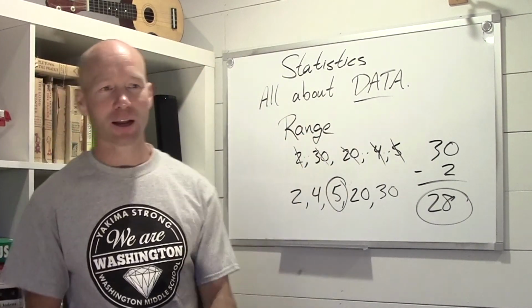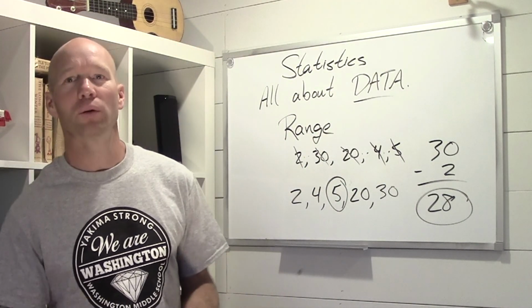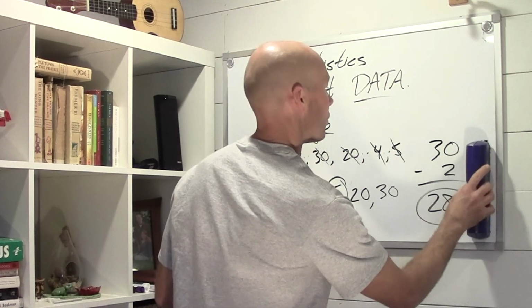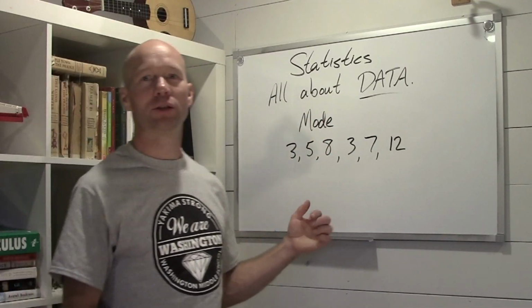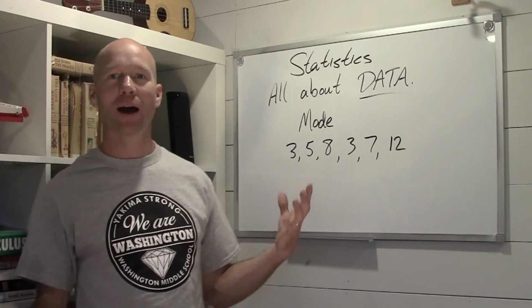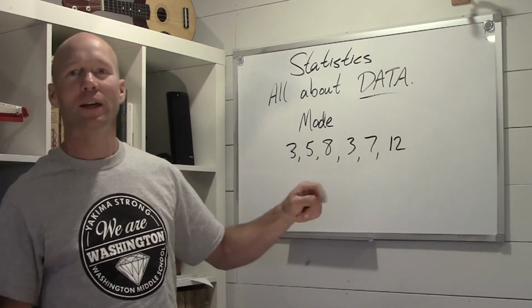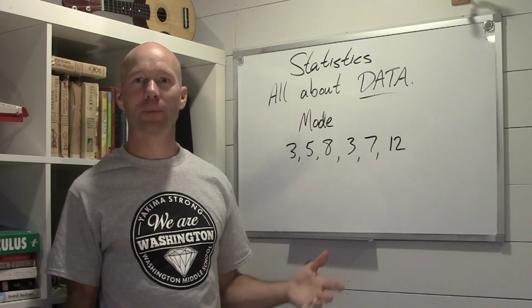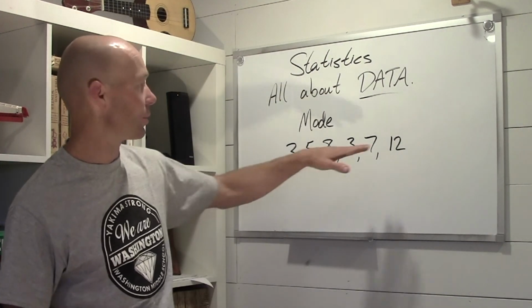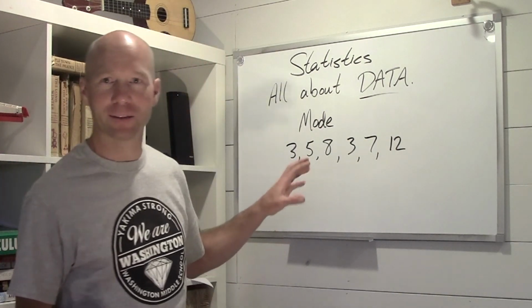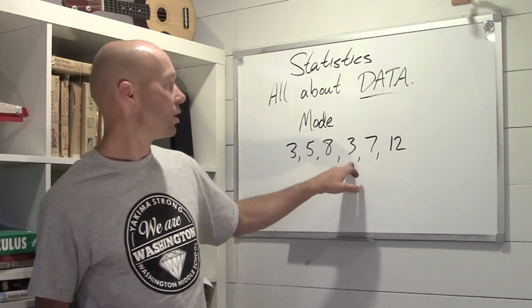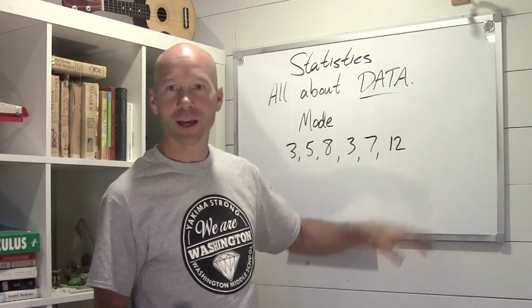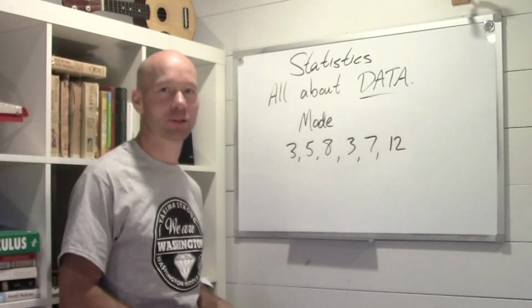Now in this data set, we have no mode. Let's do a different data set for our mode. Let's say I went into my neighbor's yard and I said, how many plants do you have in your yard? How many different kinds of plants? And I asked all my neighbors how many plants they had in their yard. And one said 3, and another said 5. We got 8, 3, 7, and 12. These are the answers that they gave me.